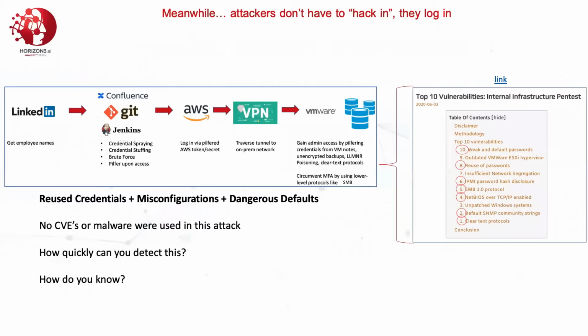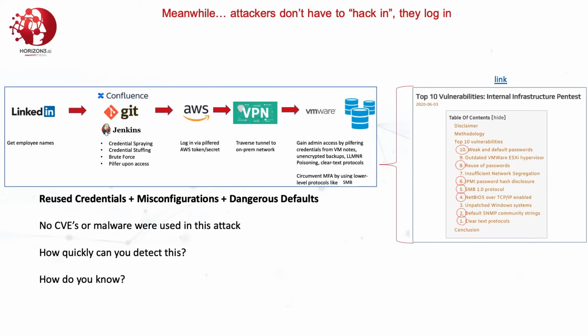Attackers don't have to hack in using zero days like you see in the movies. They can just log in with valid credentials that they found from elsewhere. So in this attack example, an attacker is going to be able to find employee names for your organization through LinkedIn. They're going to use a mix of techniques like credential spraying, credential stuffing, brute forcing, to gain access to your externally exposed services, whether it's in Git or Confluence or Jenkins.